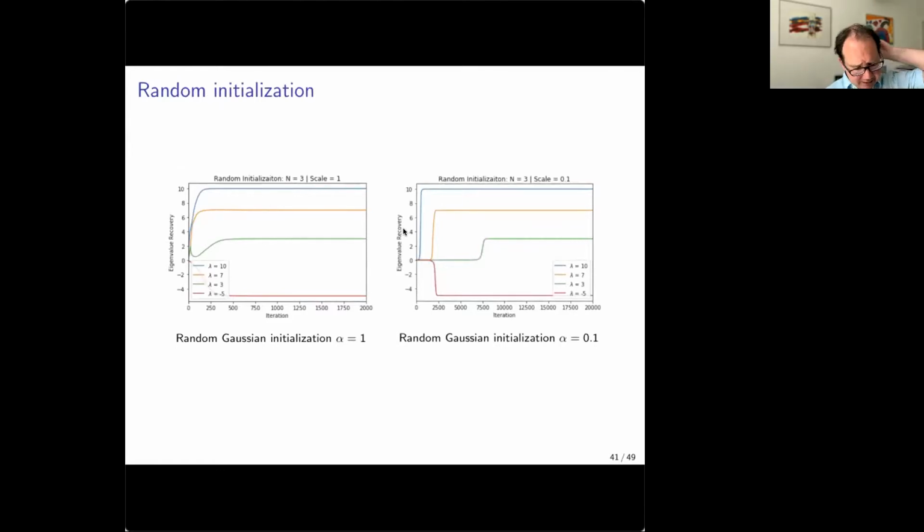What we cannot treat is random initialization, which would also be nice. Basically, it seems that what we observe also happens for random Gaussian initialization with a small scale. But this is unfortunately something we cannot treat yet.